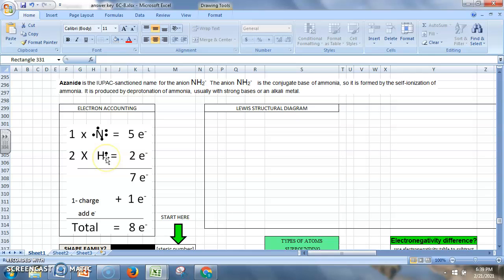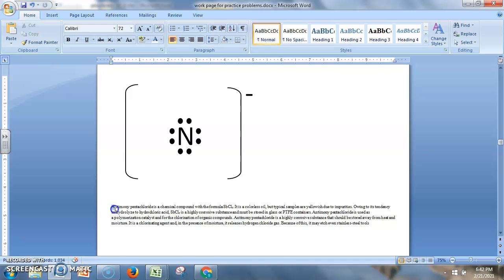7 plus 1, we have 8 electrons to work with. Who's in the middle? Can't be hydrogen. Hydrogen can only form 1 bond. The nitrogen needs 3 bonds with its 5 electrons to get a total of 8. So nitrogen will be in the middle, and we will surround it with 8. So we have our nitrogen right here. It is now surrounded with 8.